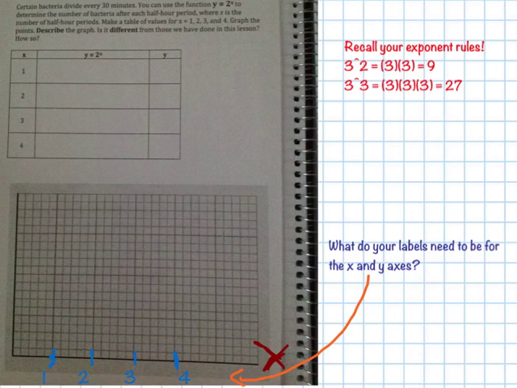You need to recall your exponent rules. 3 to the second power is 3 times 3, which gives you 9. 3 to the third power is 3 times 3 times 3, which gives you 27. So fill in this center part here and go ahead and expand it out. Don't forget your labels for the x and y axes. And I didn't do any labeling here on the side for you.